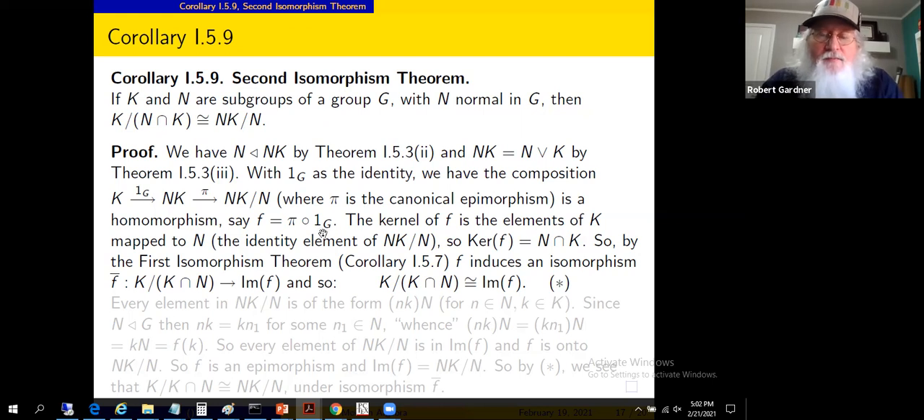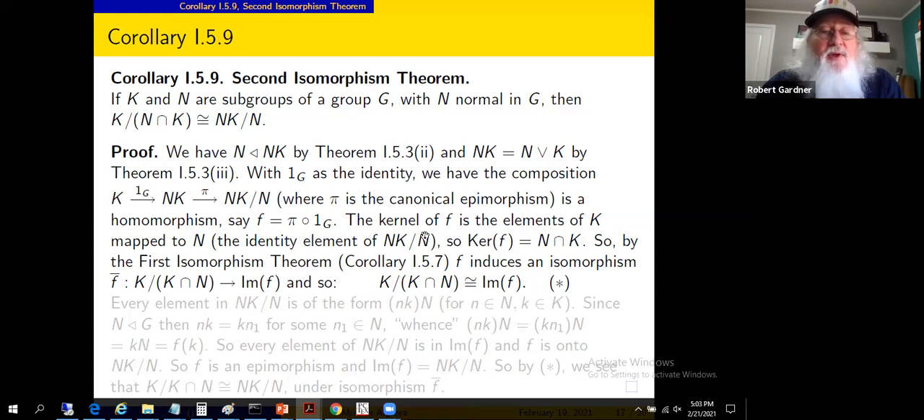The kernel of F is the elements of K, right? F maps K over here. So it'll be the elements of K mapped to the identity in this quotient group. The identity in that quotient group is capital N. So we're looking for elements of K that under F are mapped to capital N. Capital N's the identity, so that's what kernel elements are, things that are mapped by F to the identity of whatever we have over here. Over here, we've got a quotient group, the identity of which is capital N.